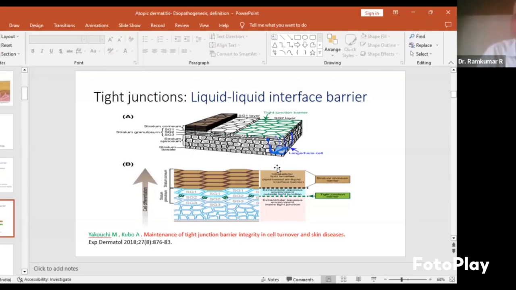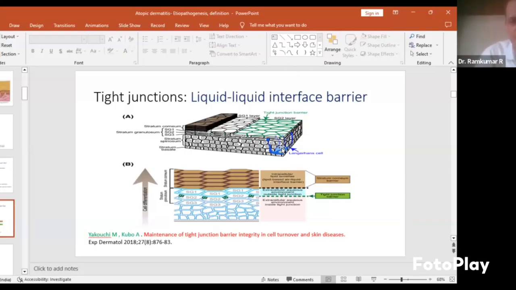And these unique tight junctions are designed to maintain polarity between the apical and lateral surfaces. So in the second layer of stratum granulosum, SG2, you have got this tight junction. These tight junctions are situated at the apical lateral border junction. So you can see the tight junction. So this is a liquid-liquid interface. Earlier we talked about air-liquid interface. This is liquid-liquid interface. This prevents egress, so the inside of the body is protected from the outside.